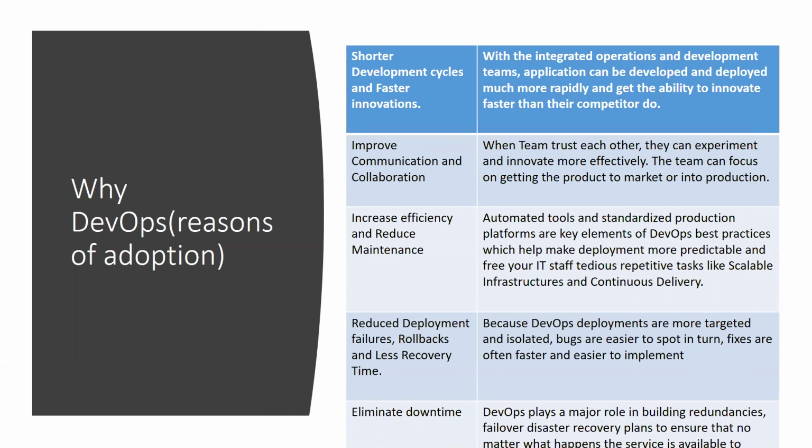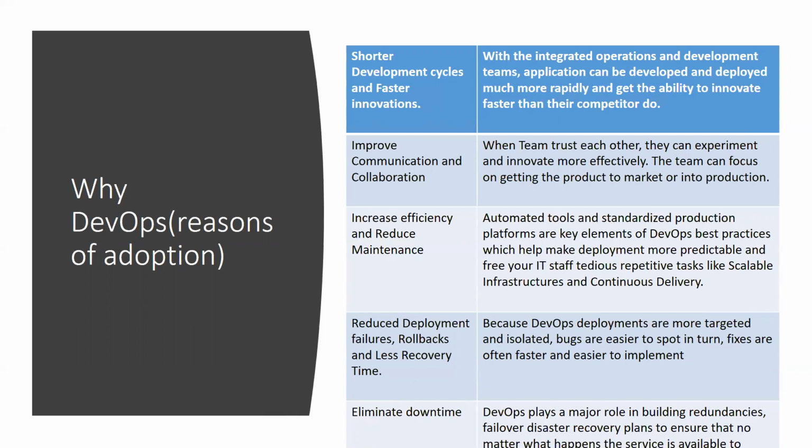Increase the efficiency and reduce the maintenance. So because most of the things are automatic, and when it is automatic, human intervention is very less. So with the help of DevOps best practices, we can make our deployment more predictable and free of bugs, and whatever repetitive tasks we were doing without DevOps, we can reduce.